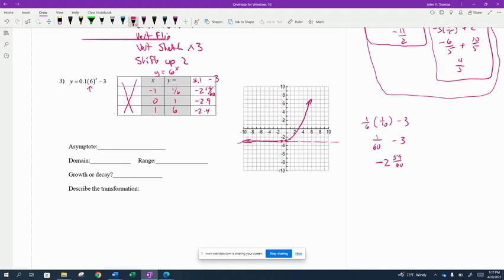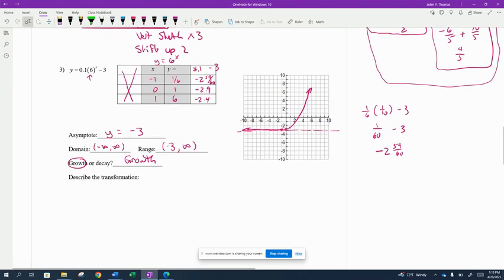So again, I'm going to carry that information over. The asymptote is at y equals -3. The domain is -infinity to infinity. The range starts at that asymptote, so -3, but doesn't touch it, and continues up forever to infinity. This one is a clear growth. We're back to a more friendly growth decay question compared to the last one.